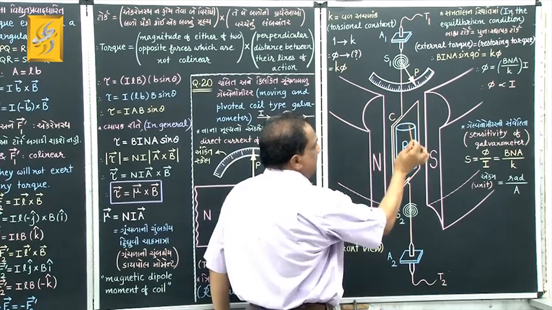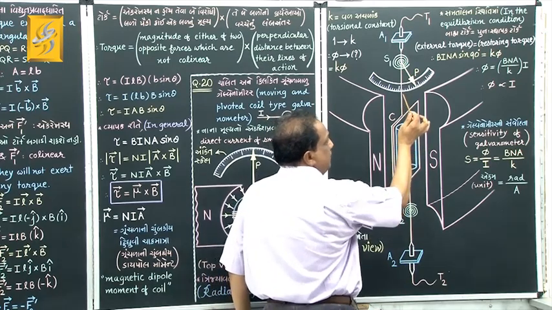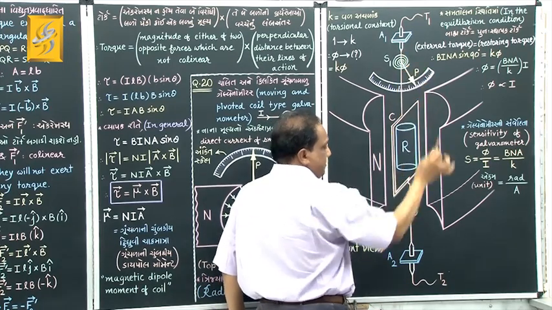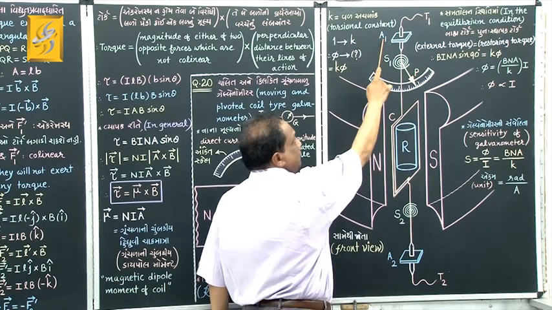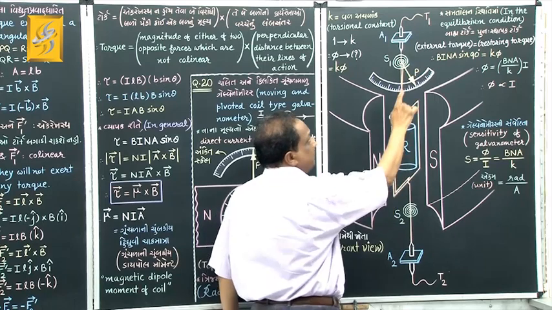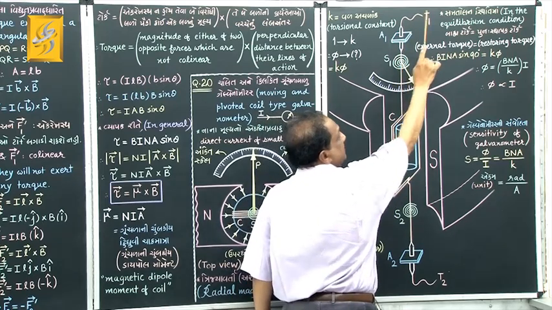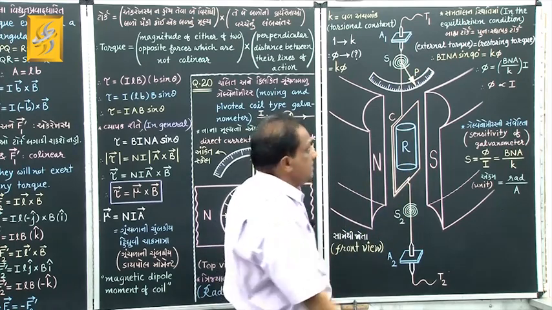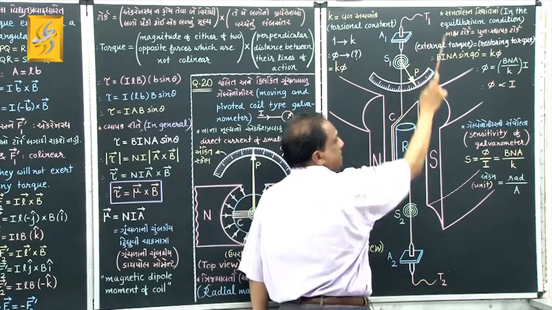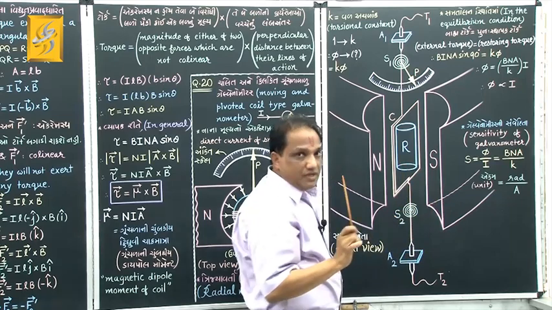Now tell me, this coil is pivoted between these 2 pointed supports, correct? Those supports are A1 and A2, and through those supports, the terminals which are taken out for the connection of this galvanometer in the circuit are T1 and T2. T1 and T2, they are the terminals. Okay, fine.